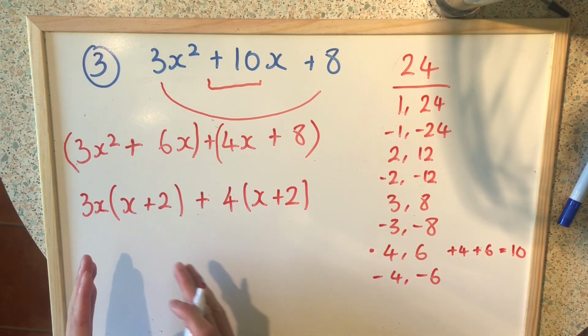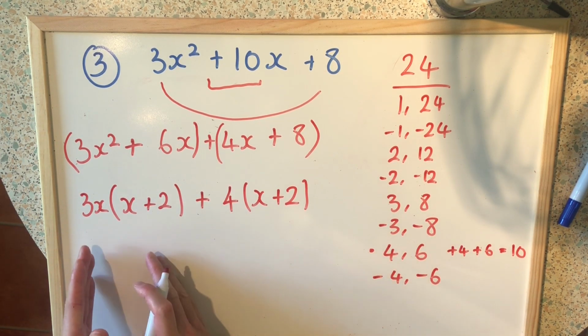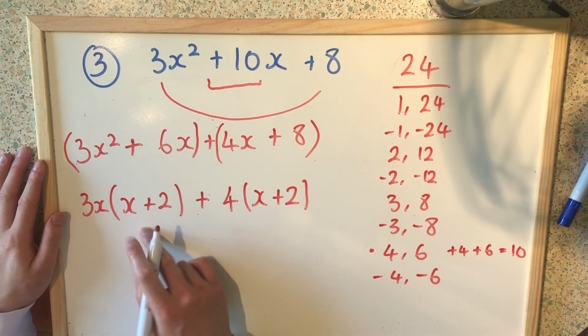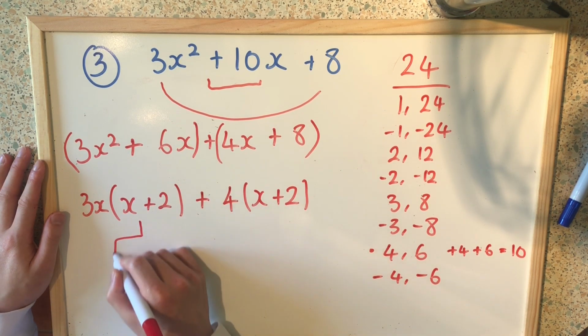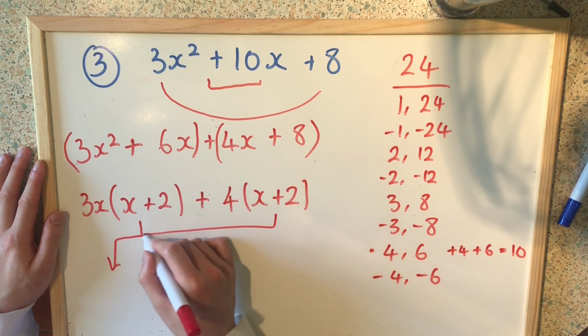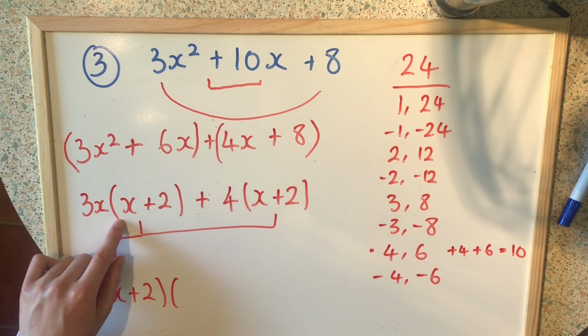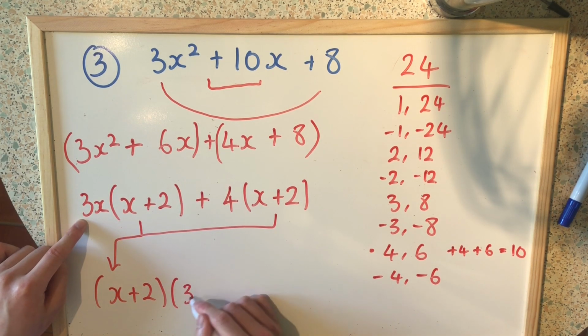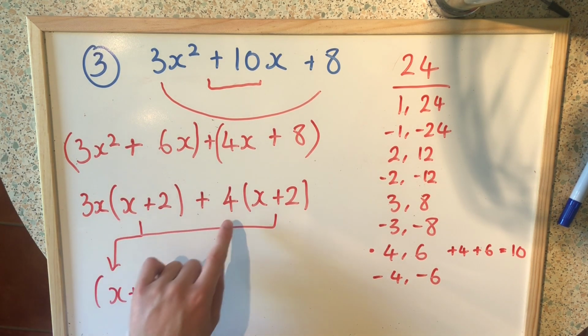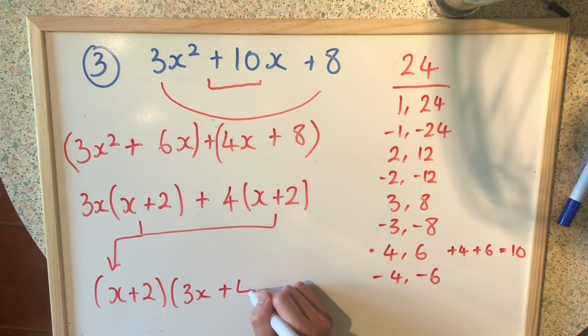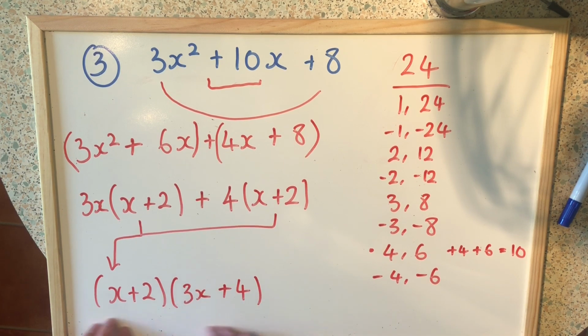And now you can see there's a common factor in both terms. So I can take out this x plus 2. So I'll take this out like this, and take this out like that. So x plus 2. And this was times by 3x, so 3x there. And it was also times by 4, so I can plus a 4 there. And that's the final answer, that's the factorisation.